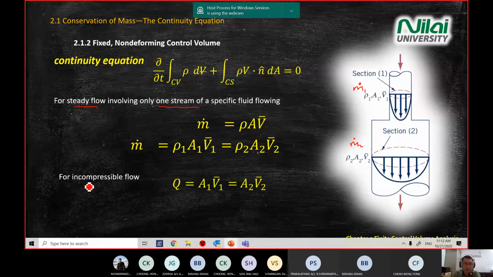So for incompressible, again, the density you can cancel out if it is an incompressible case. If it's an incompressible case, take out the density and then simplify into Q form. We have A1 times the average velocity. Again, I have to mention it is average velocity because of the non-uniform profile.